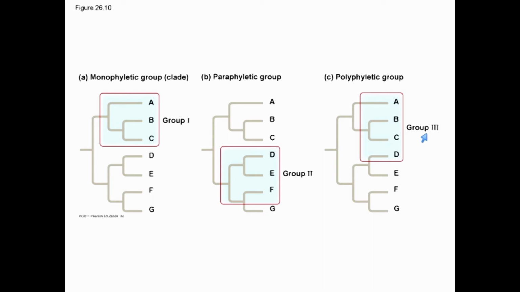Polyphyletic: if you look here at group 3, we're not seeing a common ancestor. So you're looking at A, B, C, and D, but we're not looking at the common ancestors of these groupings. If we did, we would have to look at this one here. So the polyphyletic group here is not considered a clade, although it can be considered a valid grouping. It's not considered a clade.